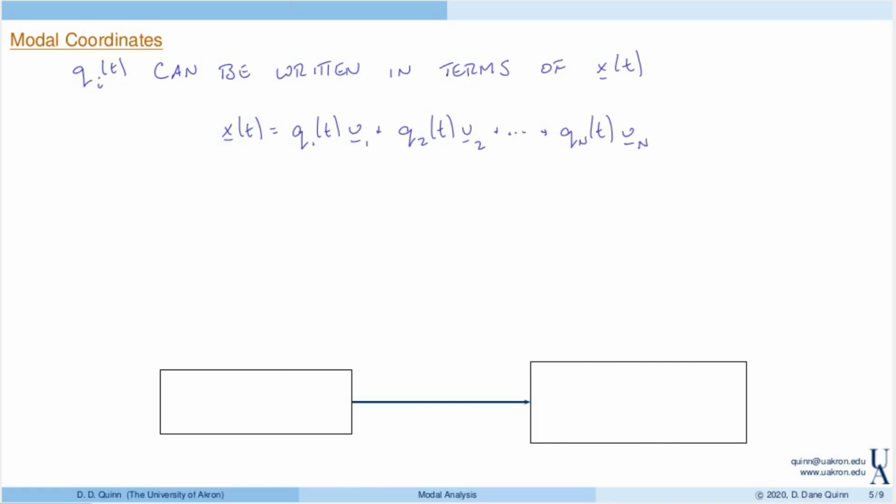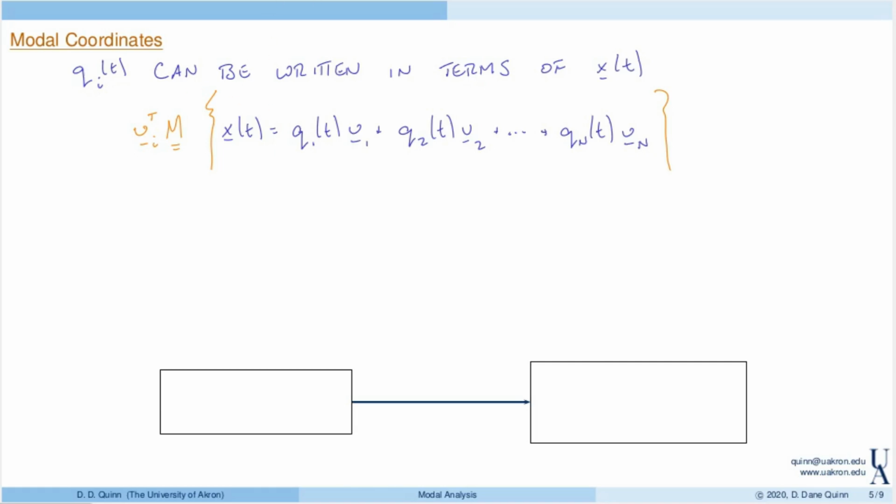So you can probably guess what we're going to do here to isolate an individual q. We'll pre-multiply now by ui transpose times the mass matrix, because we need that orthogonality of the eigenvectors with respect to the mass. I could use the stiffness as well in here, but then I'd probably have some different values of lambda floating around.